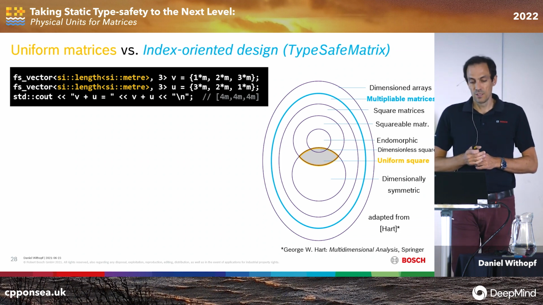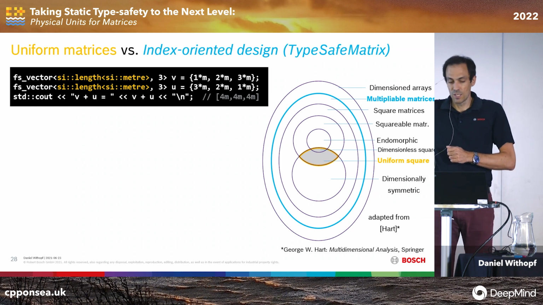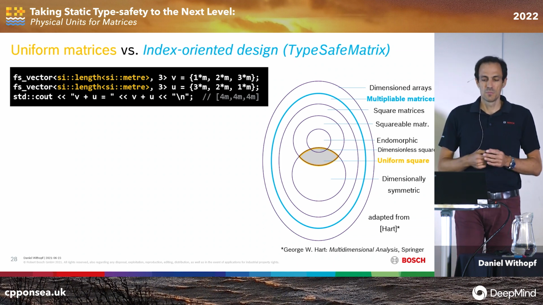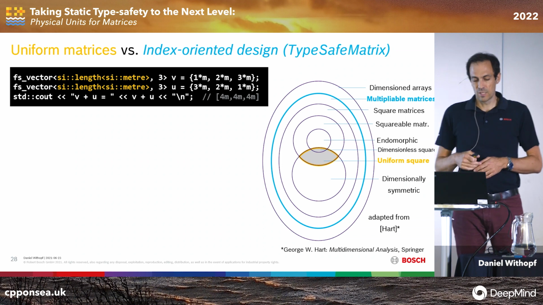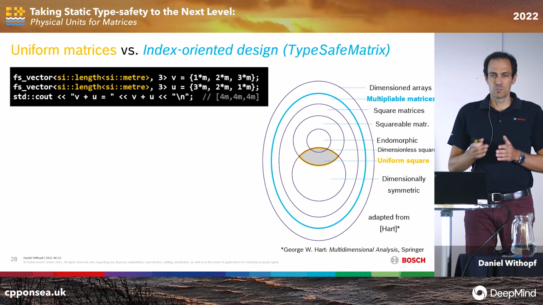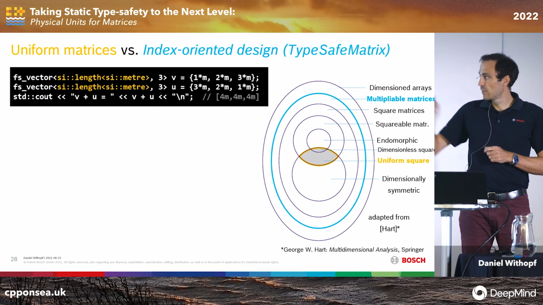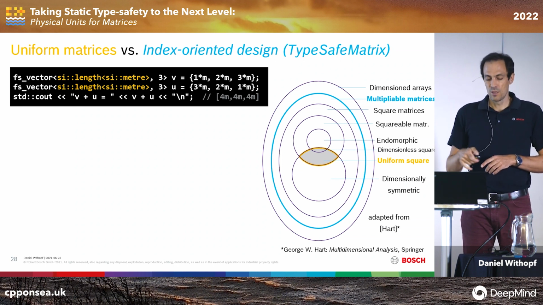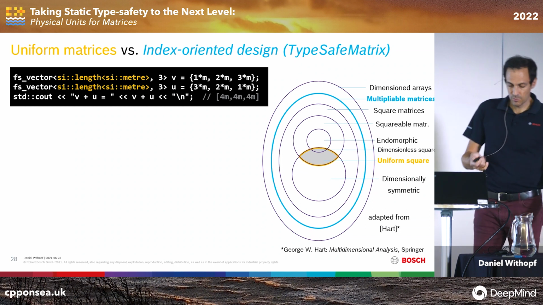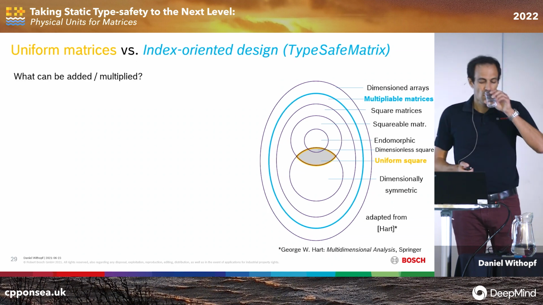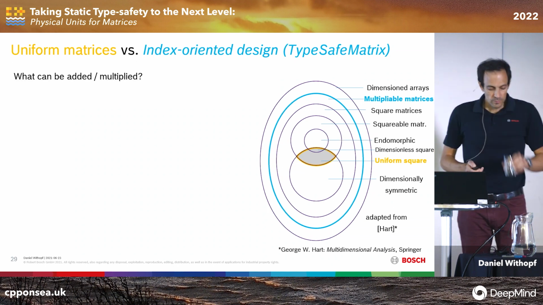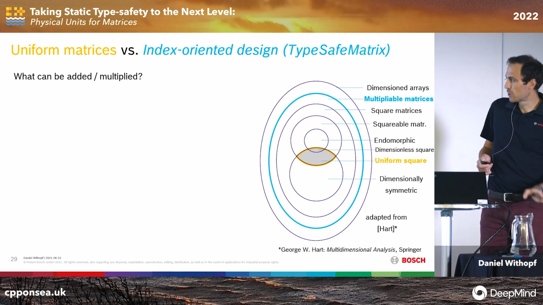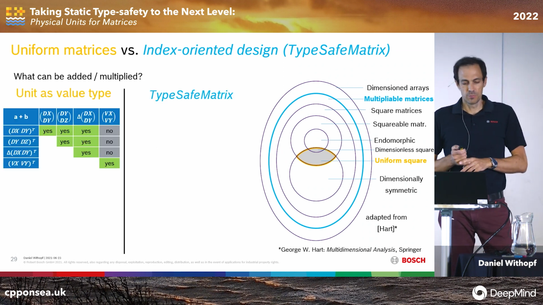And we will now see that even inside that gray area, where both approaches can model the problem, type-safe matrix models everything in much more detail and much more correctly. There are lots of operations that cannot be prevented with the uniform matrix approach compared to type-safe matrix. I will show that now. We'll have a look at what can be added or multiplied with the two approaches.